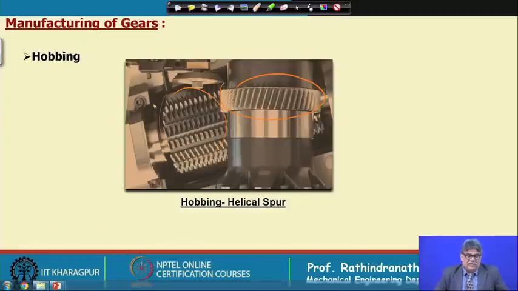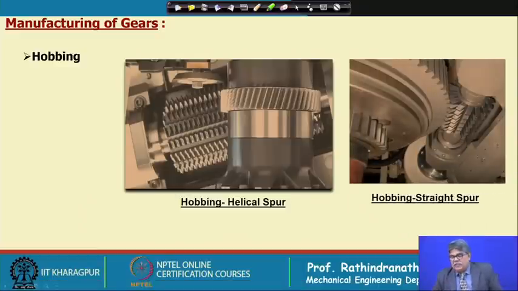Okay. So, that is a different subject, manufacturing, but still I have shown here how hobbing is done, and this hobbing is also possible to generate or make the straight spur gear. This is the straight spur gear. So, the hob is set in such a way, considering the angle of helix equal to 0. Next comes the shaping.